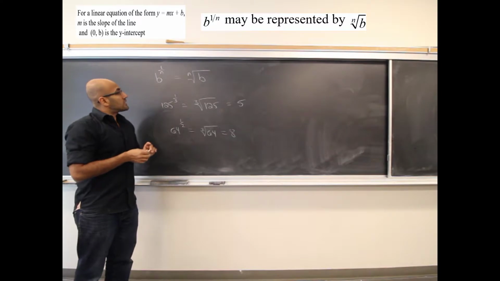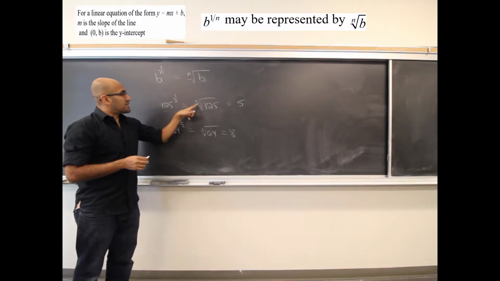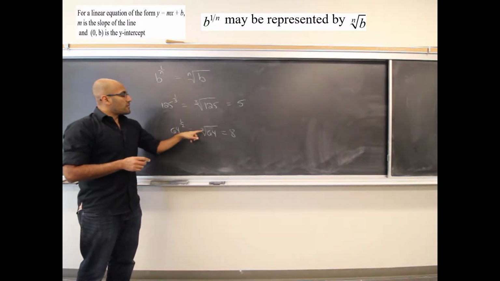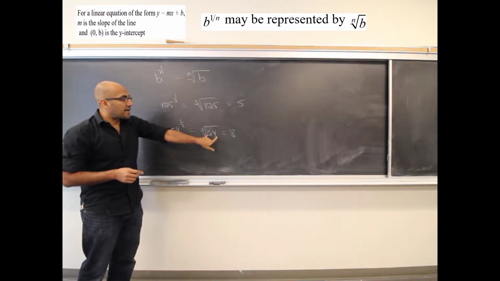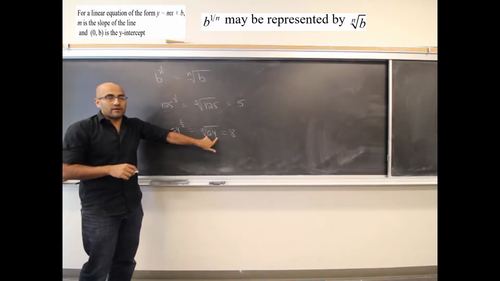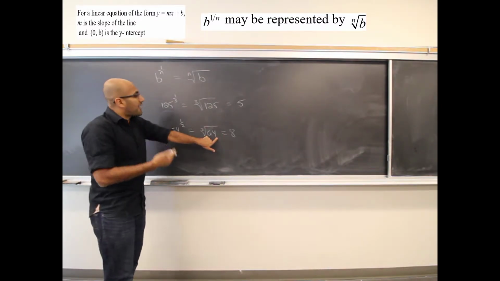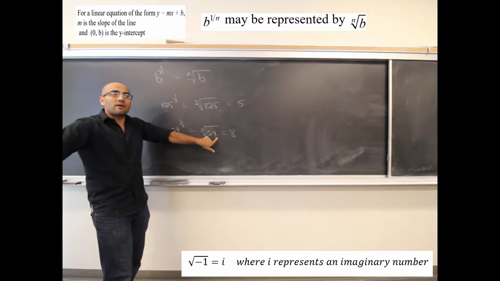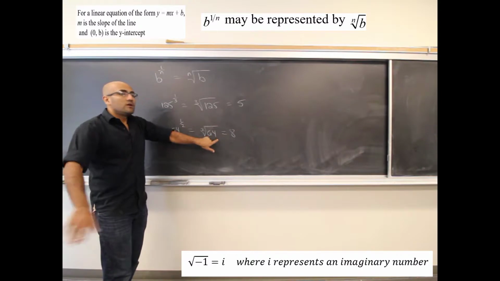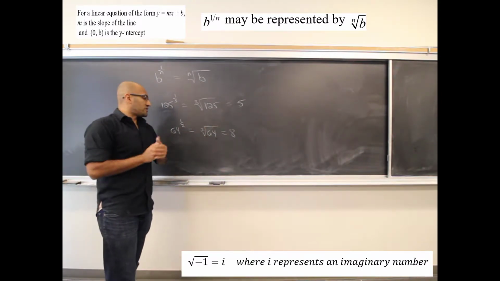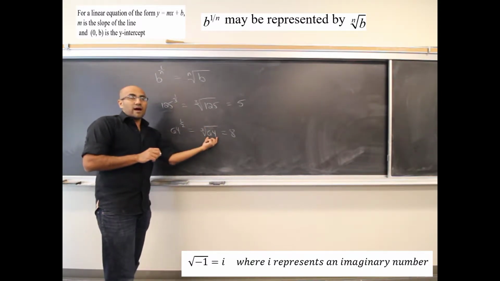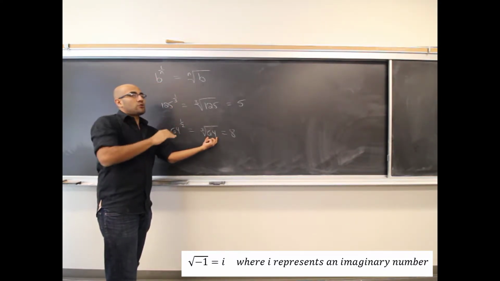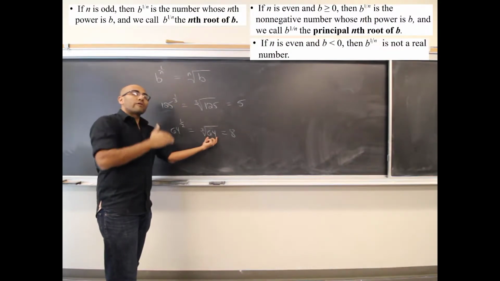Okay? Now the rules are a little bit different based on whether this is an odd or an even index. When we have an even index, then we are not allowed to have a negative number in here. Or if we have a negative number in there, we're going to go into the imaginary section of the number system, and we don't want to go there now. So if you want to stay on the real number side, we've got to make sure that this part is positive. So that's one of the rules that we're going to see. It breaks down into 2 parts, if n is odd or if n is even.